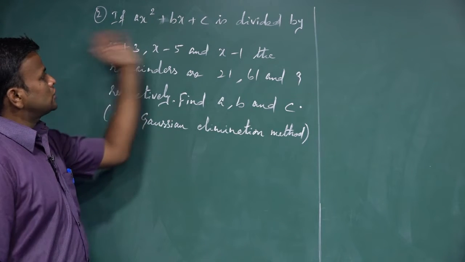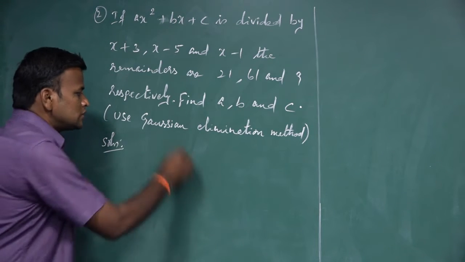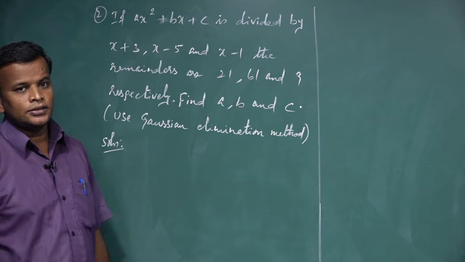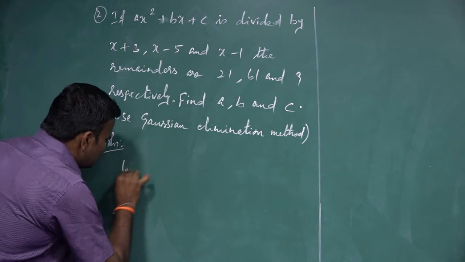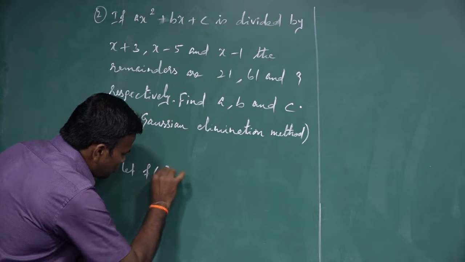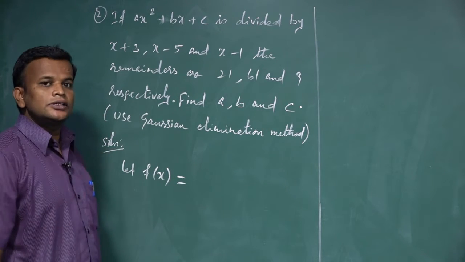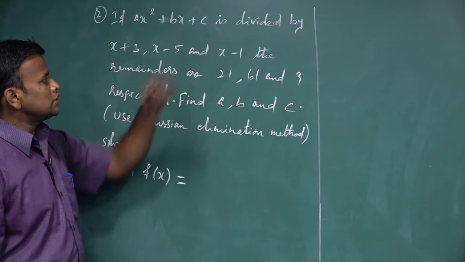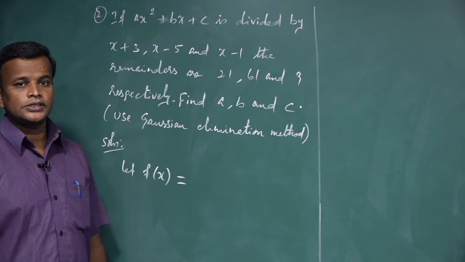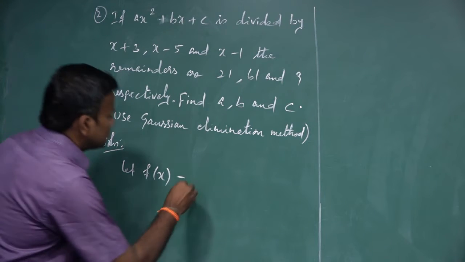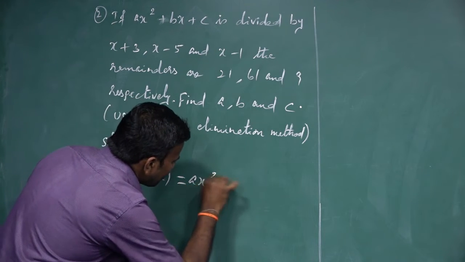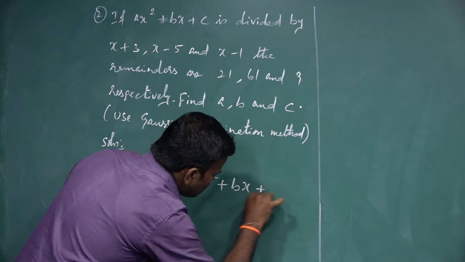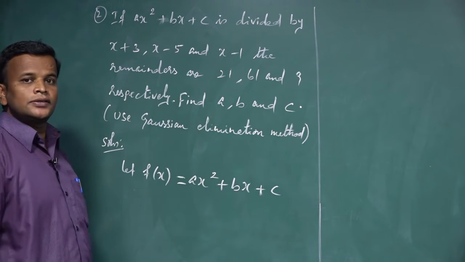Now we solve the same problem by using this Gaussian elimination method. First, we will take a name for the quadratic polynomial. It is our choice. It is a quadratic polynomial in terms of x, so I will take it as f of x. Let f of x be equal to ax square plus bx plus c.